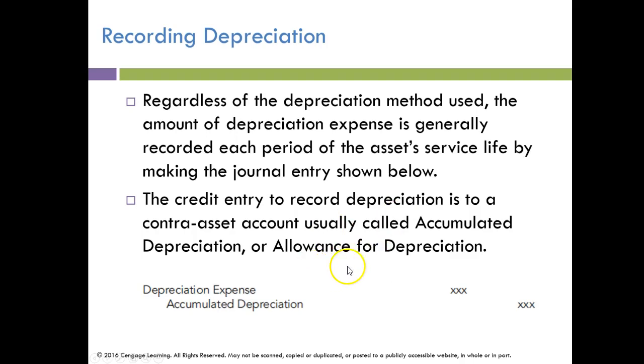And so a journal entry that we would make is depreciation expense, debit, and then we credit accumulated depreciation.